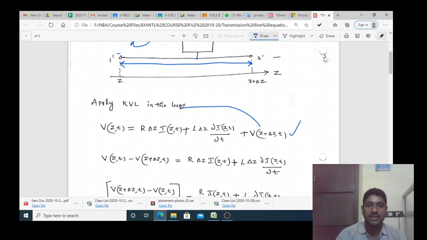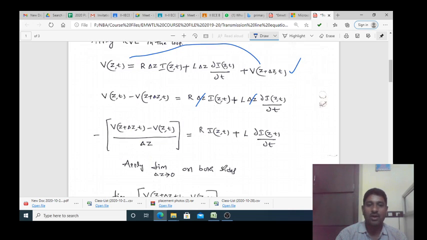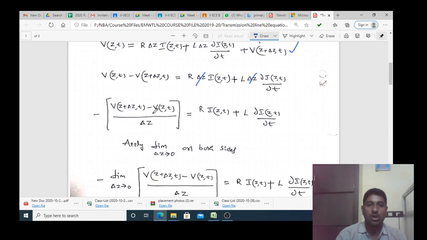Now, transferring this to this side, you will get minus V of z plus del z comma t. That is the second equation, with all the parameters kept here. Now, taking the minus symbol common, this minus this, V of z plus del z comma t minus V of z comma t, and dividing the equation by del z on both sides. On the right side, the del z cancels, and finally you get R into I of z comma t plus L into dou I by dou t. Now apply the limit del z tends to 0 on both sides.